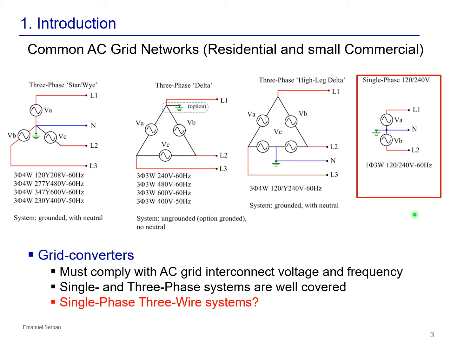Therefore, the grid converters must comply with AC grid interconnect voltage and frequencies. Single and three-phase systems are well covered in the present literature. How should we now design the converters for single-phase three-wire systems, but at the same time cover two-wire systems as well?